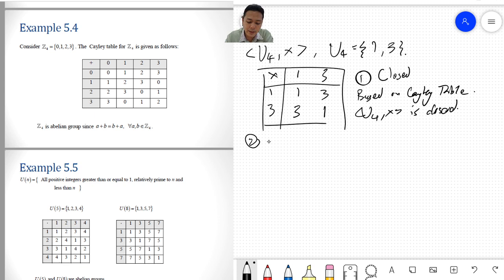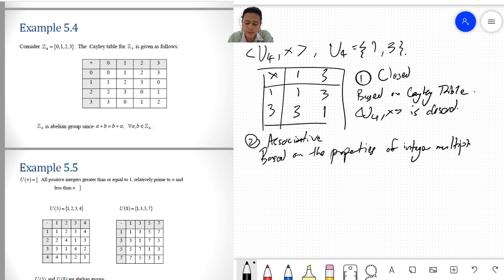Is it associative? Again, we have several combinations inside, and it is sufficient to say that based on the properties of integer multiplication, this U4 also is associative. Nothing interesting at this point yet.